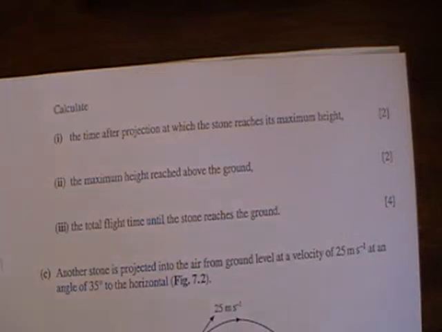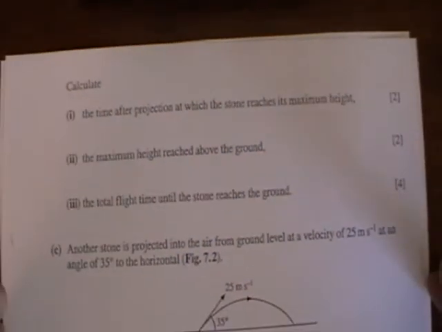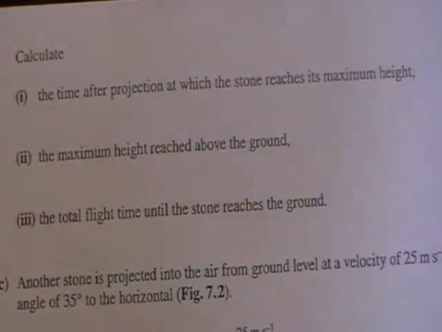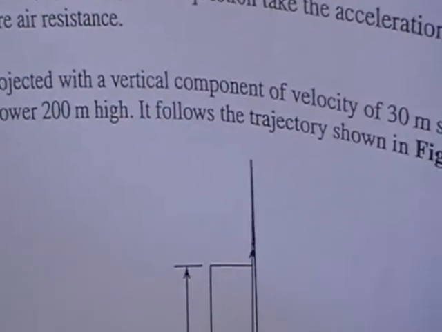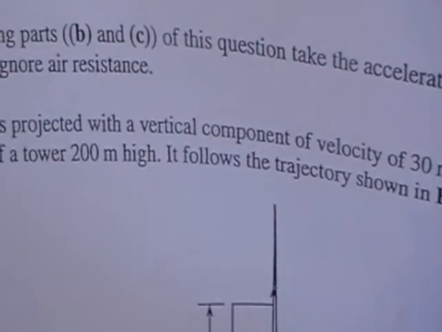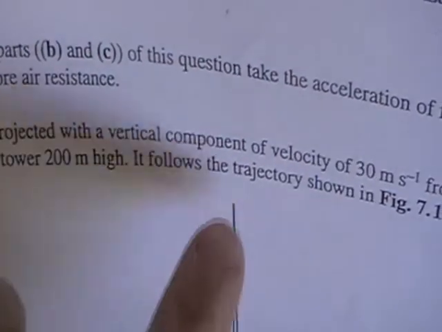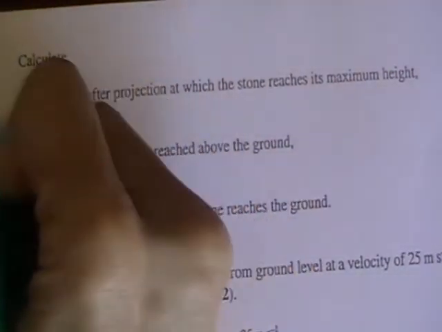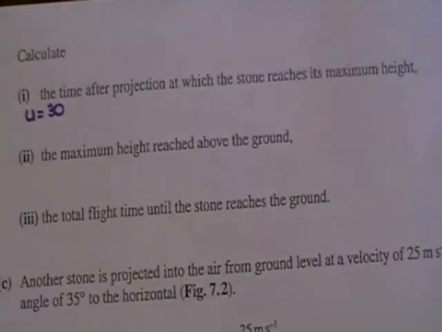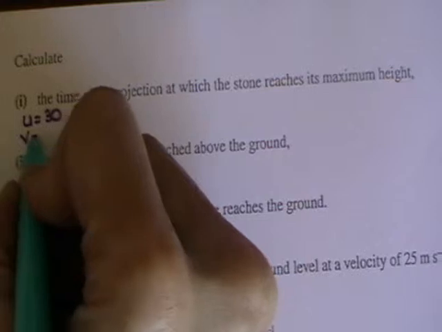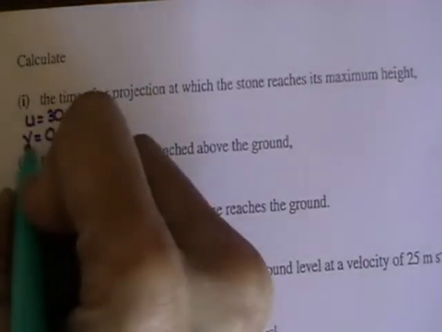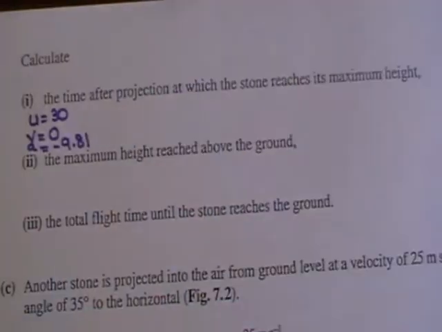So I might be able to do this on the page actually. I'll scale in a bit so you'll be able to see this better. It leaves the person's hand, goes to the maximum height, and then comes down again. So we need to find information about this section. We know it's projected with a velocity of 30. At its maximum height its velocity is 0, and we know that A is equal to minus 9.81.